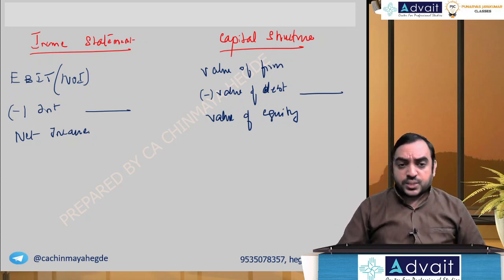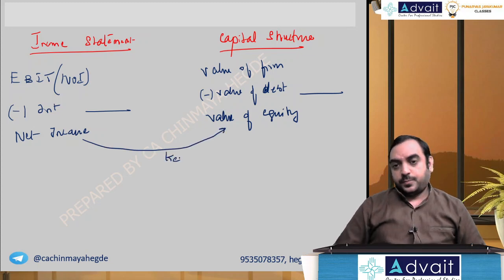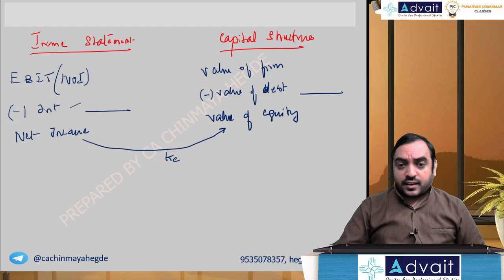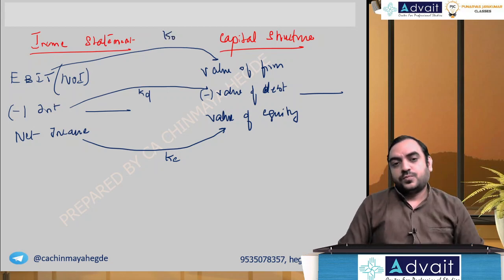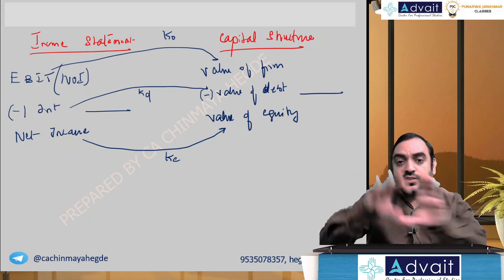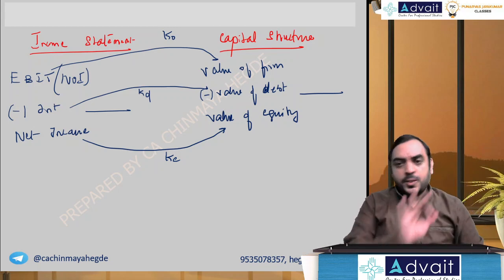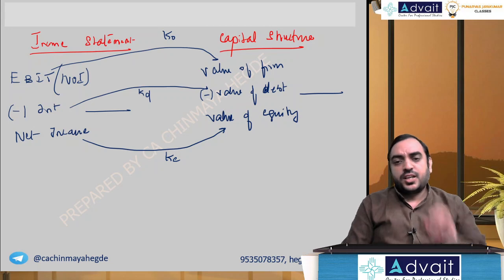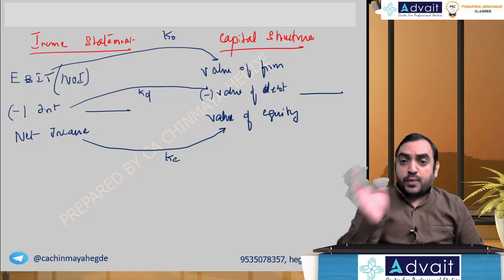Now, what connects net income and value of equity is the cost of equity. What connects interest and value of debt is the rate of interest or cost of debt, KD. And what connects EBIT and value of the firm is KO. So three income statement values, three costs, three capital structure values, beautifully connected. Now, what should I do? Multiply or divide?